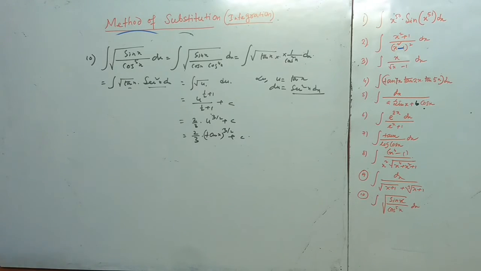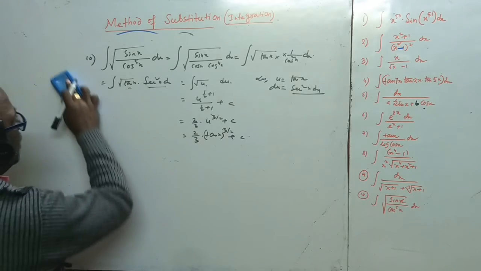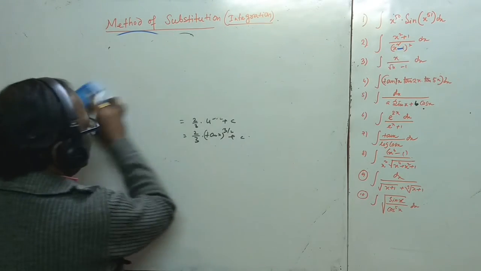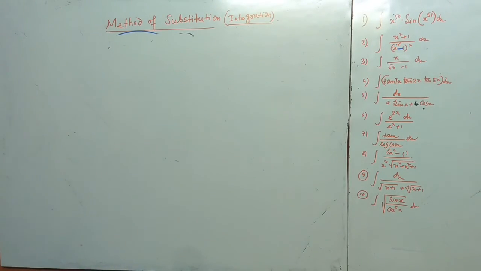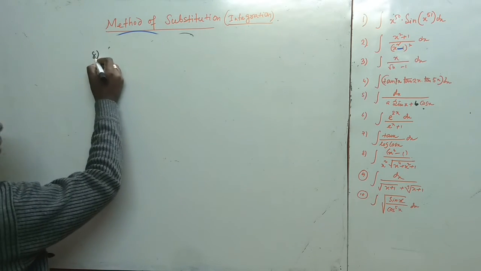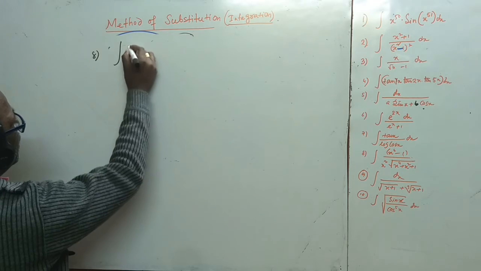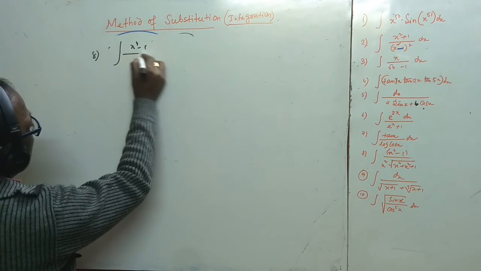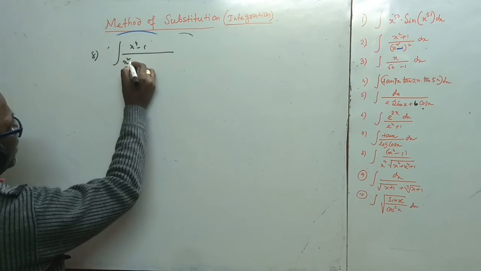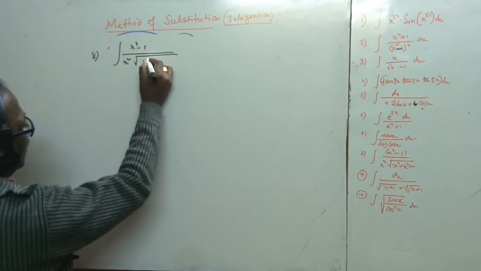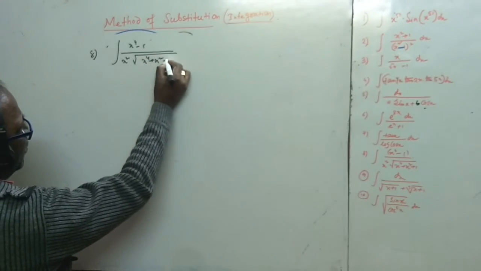And now the other two, that is 8 and 9. See clearly, this is 8. That is x to the power 4 minus 1, this is x square root over x to the power 4 plus x square plus 1 here.